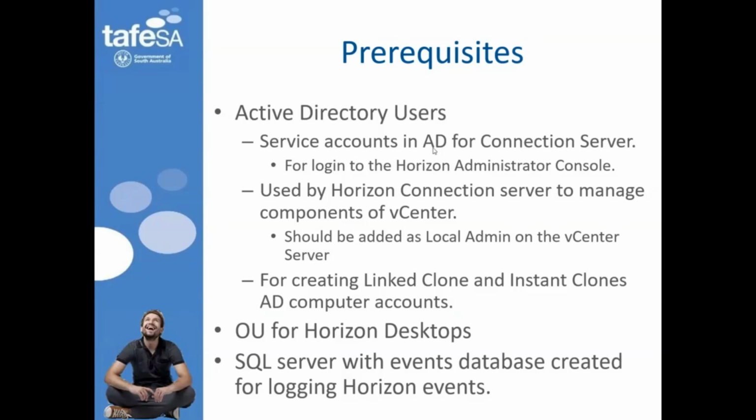So therefore, we need to create a user account in Active Directory, which will use that methodology of assigning roles and privileges to give this account access to the vCenter and to make modifications. And we'll look at some of the permissions a little bit later on in the next couple of slides. We'll need another account that's for creating link clones and instant clones, because they will become Active Directory computer accounts.